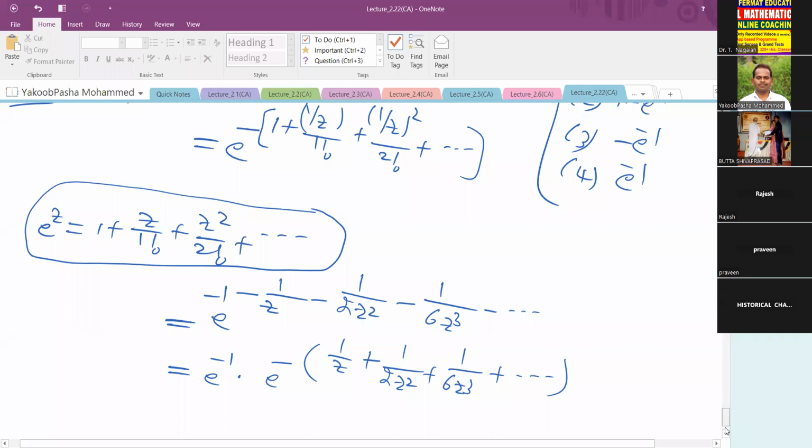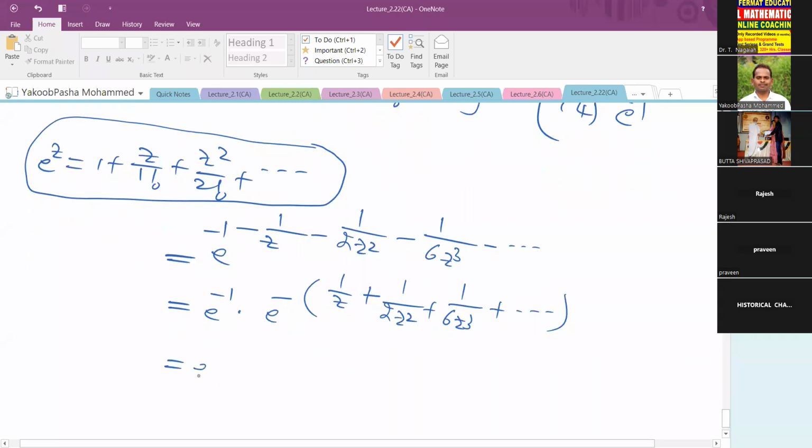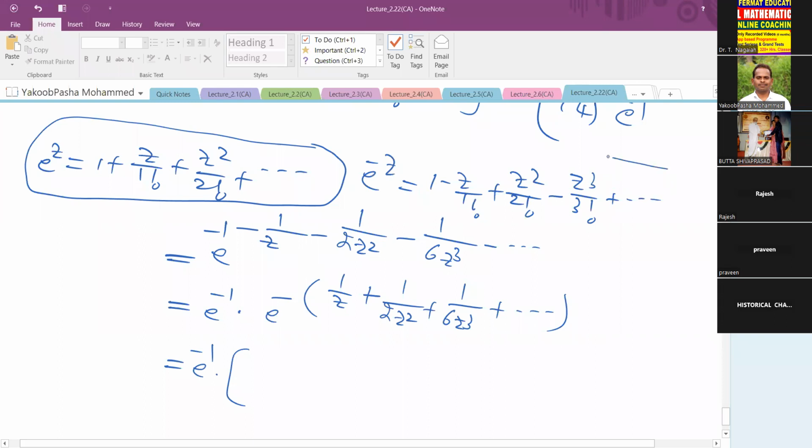Again here we have to use the formula. Keep e power minus 1 as it is. Similarly, we have to write the expansion of e power minus z. e power minus z is equal to the expansion 1 minus z by 1 factorial plus z square by 2 factorial minus z cube by 3 factorial and so on. This is the expansion of e power minus z. Alternating plus and minus signs come, but use it here.